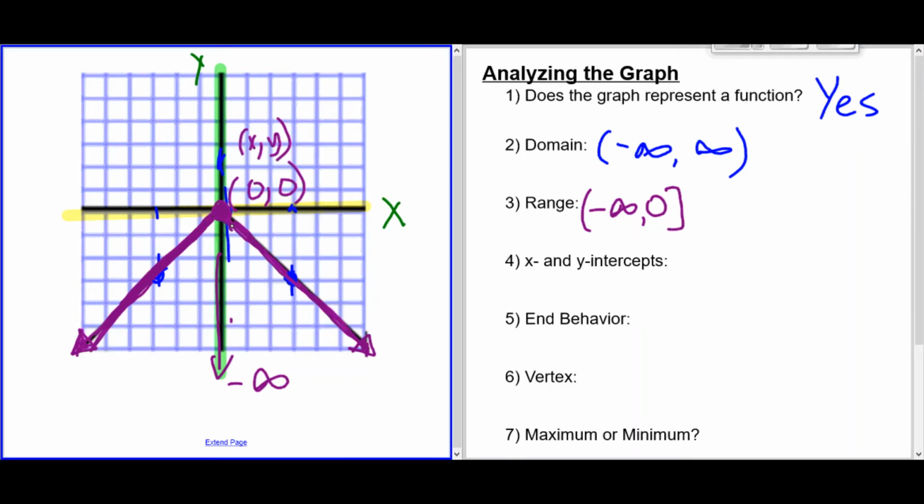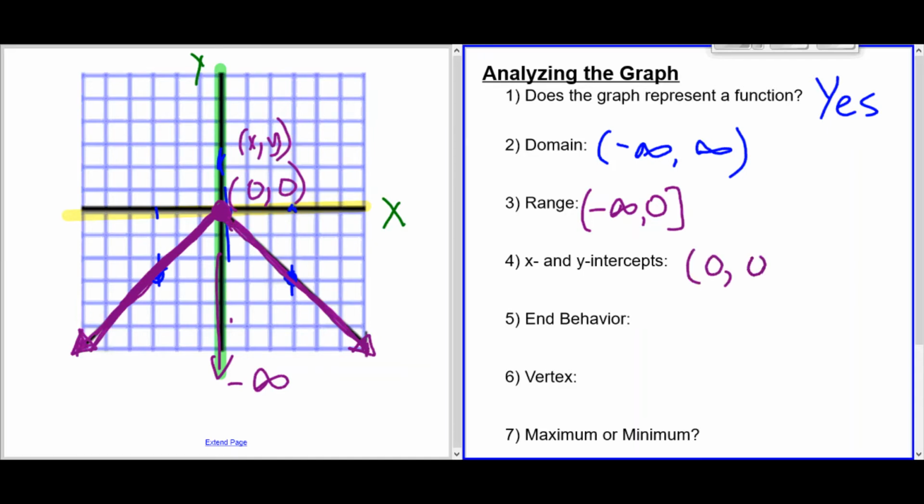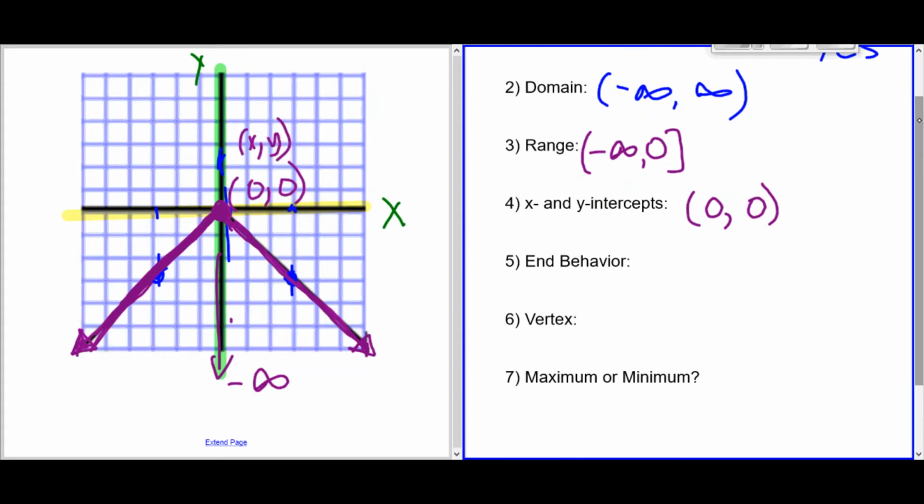So for the x and y-intercepts, this one's sort of a special case. The x and y-intercepts, those are both at the origin. So this is the ordered pair (0, 0), and that's both an x-intercept and a y-intercept. So (0, 0) is both an x-intercept and a y-intercept.